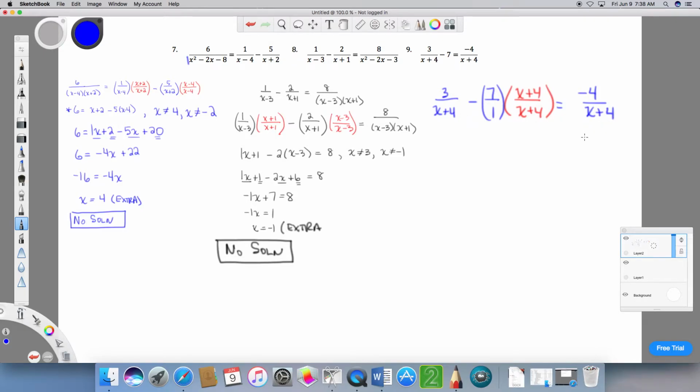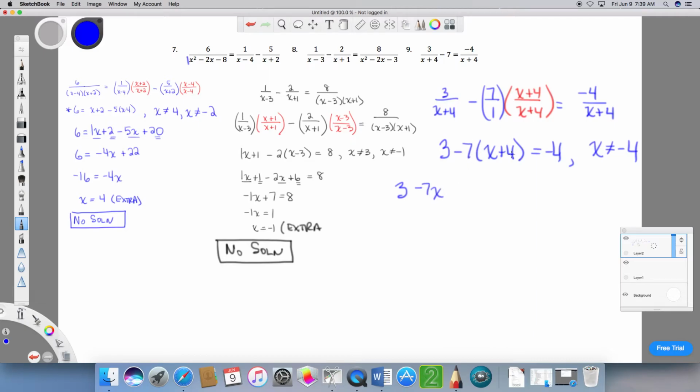We can cancel these denominators. If we multiply both sides of this equation by x plus 4, what will we have? We'll have 3 minus 7 times the quantity x plus 4 is equal to negative 4. But that'll only exist provided that x is not allowed to be negative 4. If I get that in my solution here, it may be a solution to this resulting equation, but it's not a solution to the original equation, because if x were allowed to equal negative 4, we would have division by 0. So let's solve this equation.